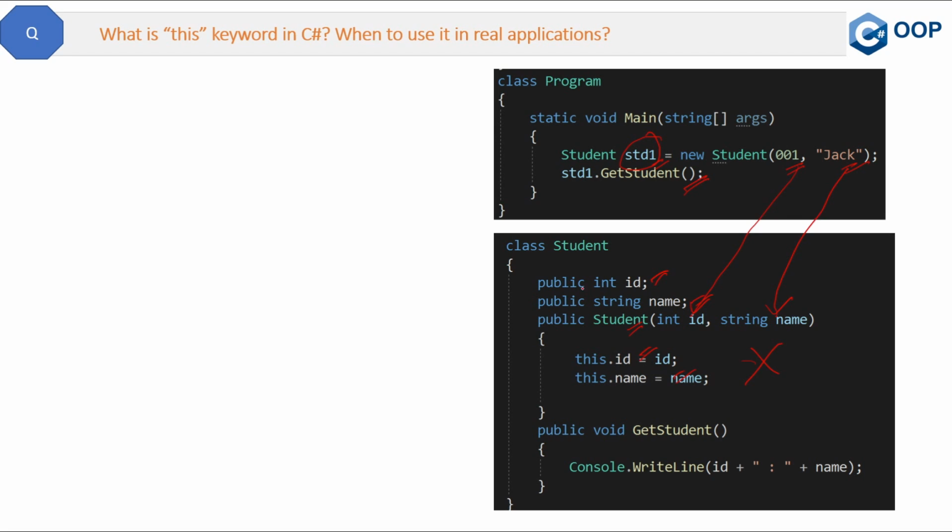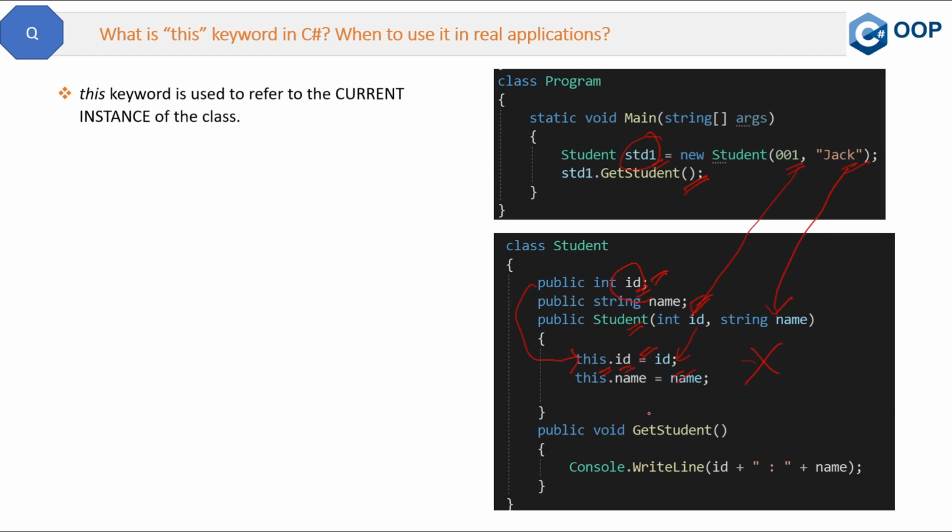So now the left hand side is this dot ID, which is the ID of the student class, and right hand side ID is the value received from the parameter. So the definition is, this keyword is used to refer to the current instance of the class. Like here, this ID field is the field of the student class, okay? So this keyword is used for this current reference. So ID is the part of the class only. So this is the class and ID is the reference, like the part of the class.